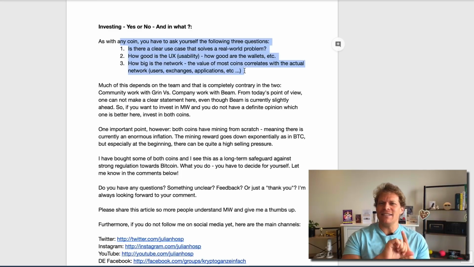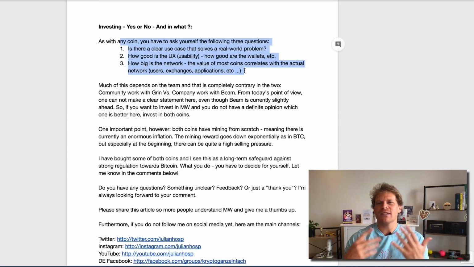The second thing is the UX, the user experience. How are the wallets? How is all this working? And this is a major question, right? And a major question always between a community project and a company. A company can be very money-driven versus a community can be very community-driven.